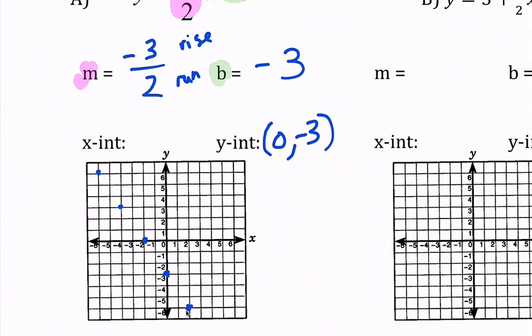Down 3, right 2. Well, notice, I didn't have room to go down 3, right 2 again, so what I did is I put it in reverse. If you're going to put it in reverse, you have to do it opposite. So opposite of down 3, right 2 would be up 3, back 2.